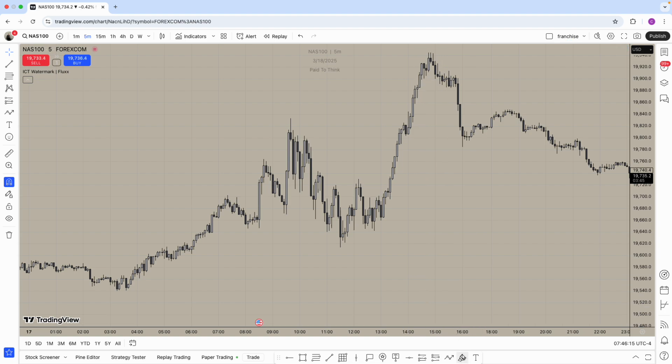So like here, as you can see, you've got a move up, down, market maker buy model complete. Move up, down, we should see this, right? Why didn't we see that? And why did this move then do what we wanted it to?